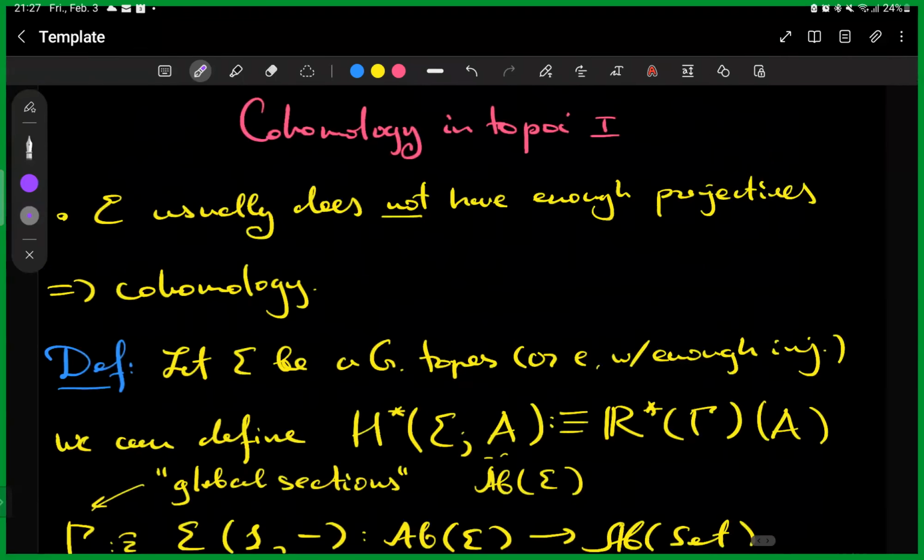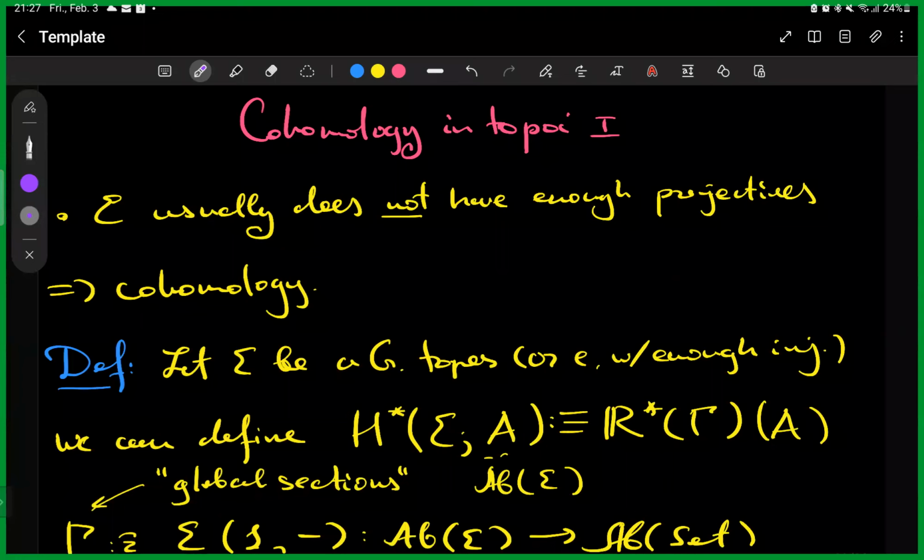Okay, so now finally we can say what is the cohomology in the context of topoi. So first of all, why cohomology? Well, because an arbitrary topos usually does not have enough projectives. To have projectives, basically on a very rough level, you need to be able to choose generators.